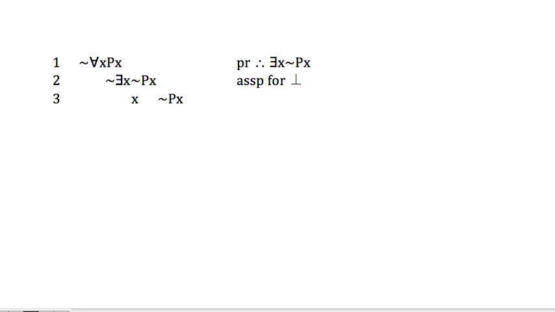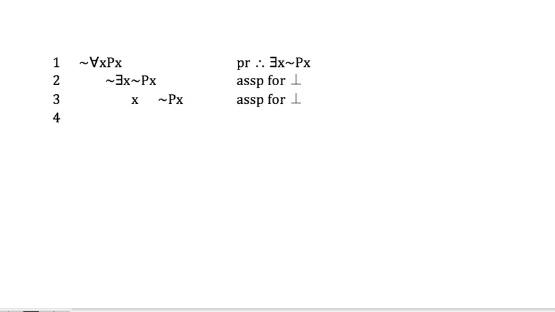We'll assume not px, an assumption for contradiction, and we'll do that because if we get px by universal generalization, we can get for all x px, and we'll have our contradiction. But now we're in the midst of another subproof. We need a contradiction to complete this subproof. Well, where are we going to get that?